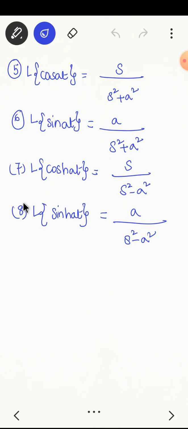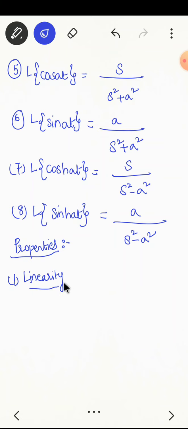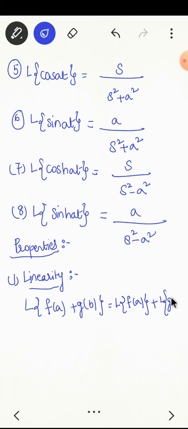Let us see three different properties. There are many properties, but three are very important from the GATE point of view. So the first property is the linearity property. What is the linearity property? Laplace of some function f of a plus another function g of a can be broken: Laplace of some function plus Laplace of another function. If there is minus, then you write minus. Laplace of f of a minus Laplace of g of a, that is the linearity property.